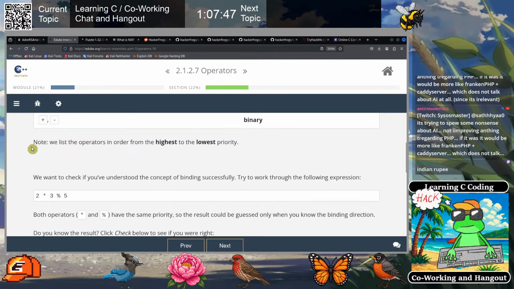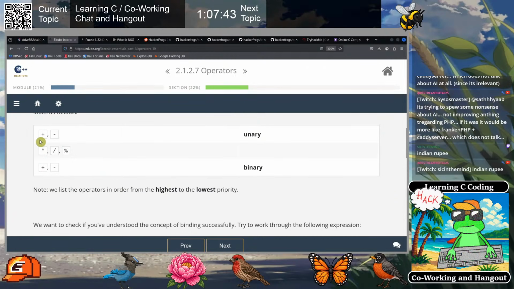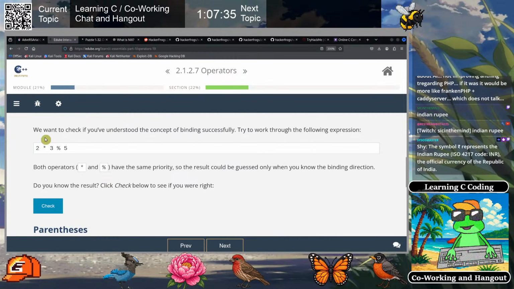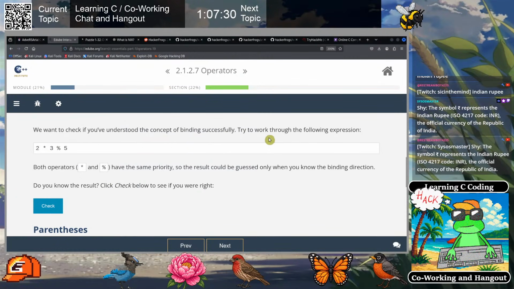Okay, so note we list the operators in order from the highest to lowest priority. So the highest priority is making something negative or positive, and then multiplication, division, and modulo, and at the bottom, addition and subtraction. So we want to check if you've understood the concept of binding successfully. Try to work through the following expression.